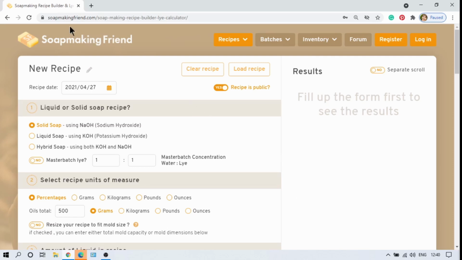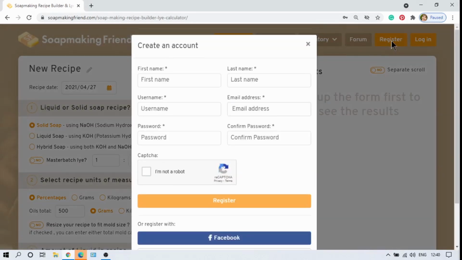You're just going to type in your search bar soapmakingfriend.com and this screen will come up. Now, to be able to use the soap calculator, you need to register on the right hand side. You will need to type in your first name, last name, username, email address, and then choose a password and reconfirm your password.